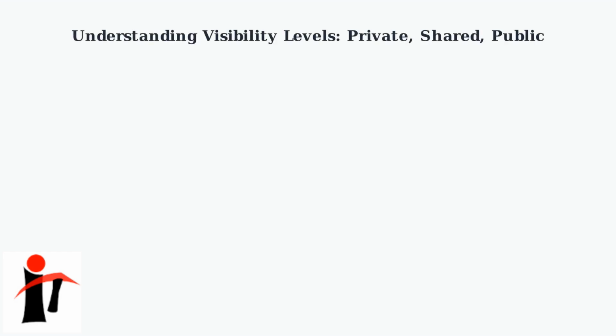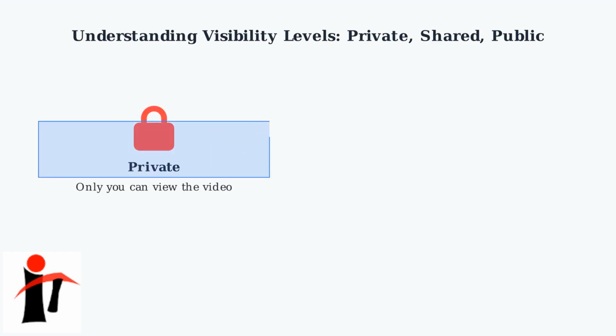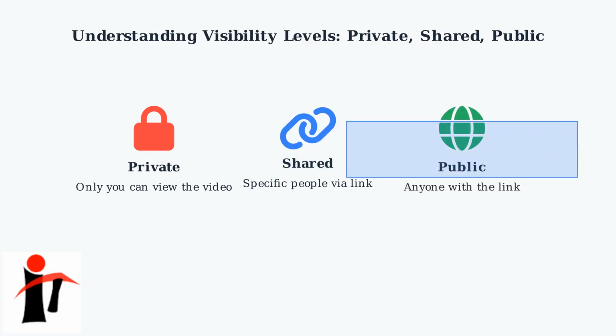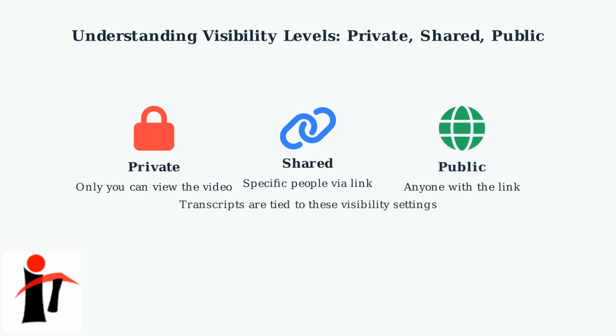Loom offers 3 primary visibility levels for your videos. Private videos are accessible only by you. Shared videos can be viewed by specific people through a shared link. Public videos can be accessed by anyone who has the link. Transcripts are tied to these visibility settings, meaning the transcript access follows the same rules as the video itself. Disabling transcripts ensures no text data is exposed, regardless of the video's overall visibility setting.